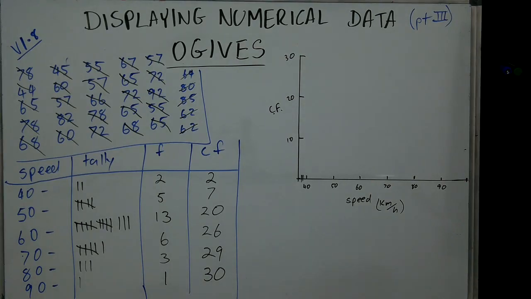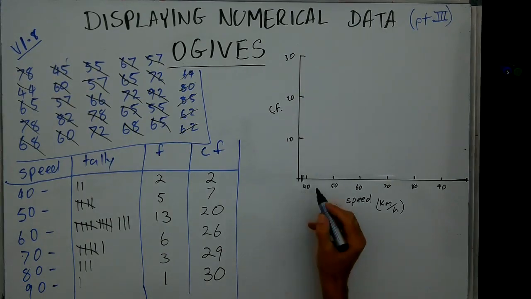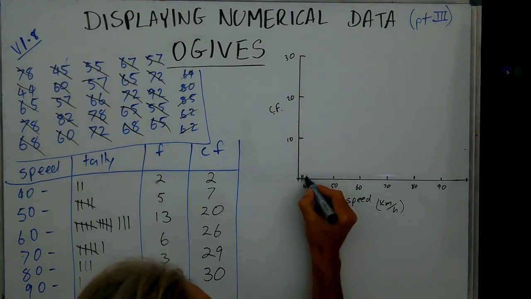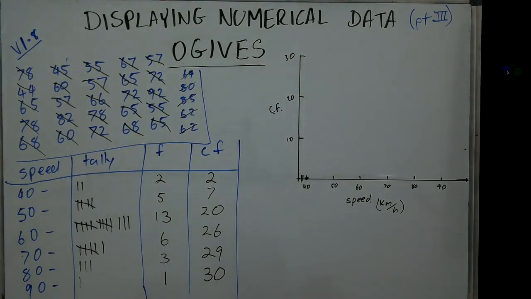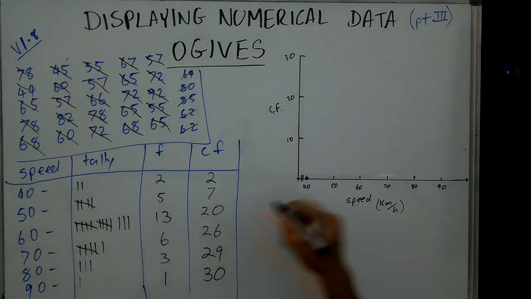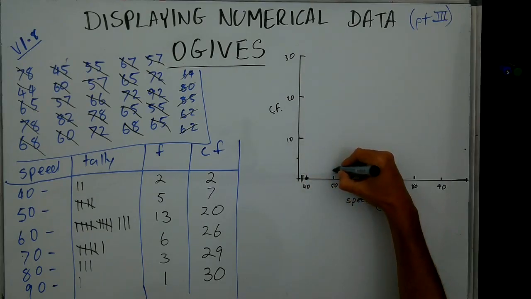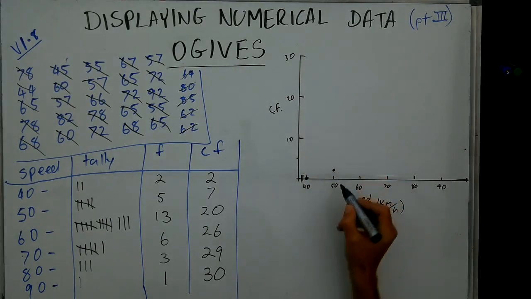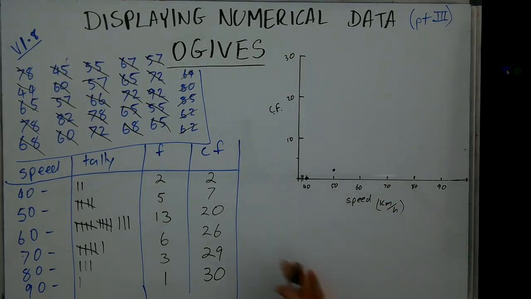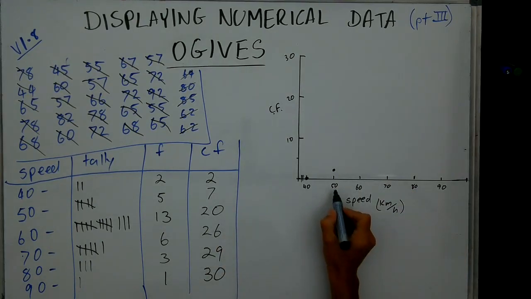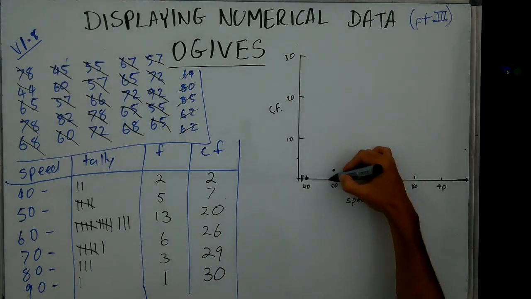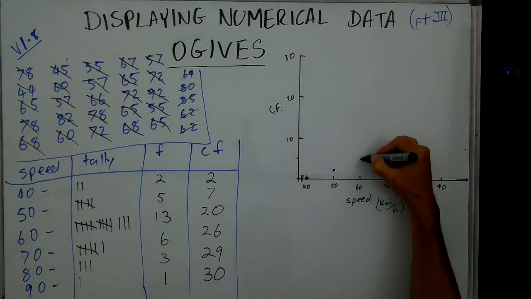Always label axes. Okay, so this is our first group. Our first point is going to start at 0, and then between 40 and 50 we go up to 2, which is there. I'm just going to put dots in for now, and then we'll join them up. So the 50 group goes up to 7, so between 50 and 60, about 5, 6, 7, stay there.